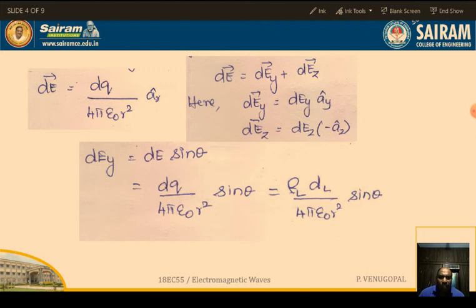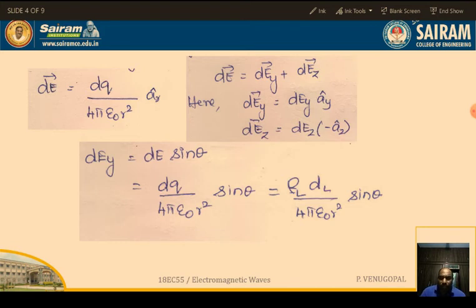What is dEy? dEy is the magnitude of the vector dEy, and ay is the direction of dEy, meaning dEy is along the positive y-axis. And vector dEz is equal to dEz into minus az. dEz is the magnitude of vector dEz, and minus az is the direction of the electric field intensity, that is along the negative z-axis.